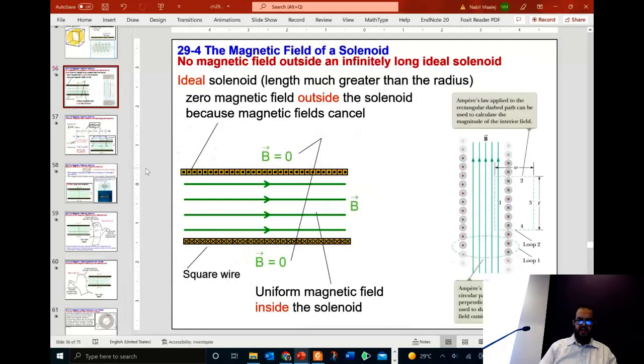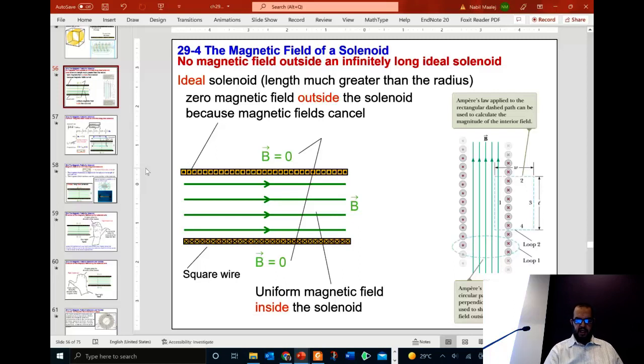Okay, we said if you have a long solenoid, an ideal long solenoid, meaning the length is much greater than the radius of the solenoid, then the magnetic field inside the solenoid is uniform, and we will derive that. And the magnetic field outside the solenoid is 0. Remember, a solenoid is a winding. It can be circular or rectangular. Anyway, it's a winding of wire in a helix, and it conducts current.